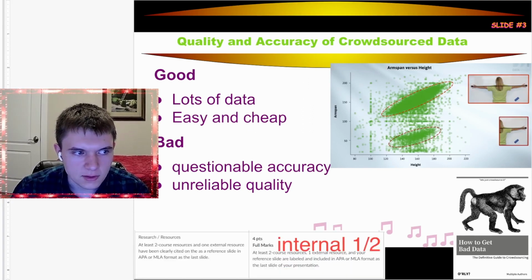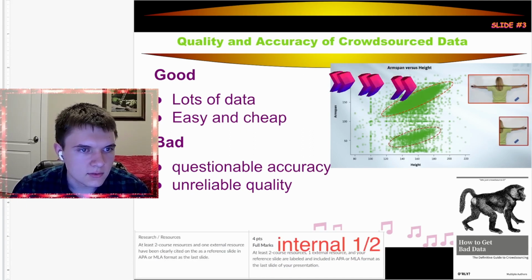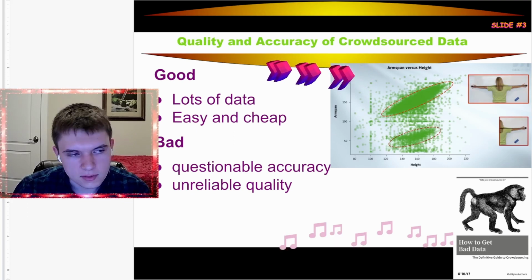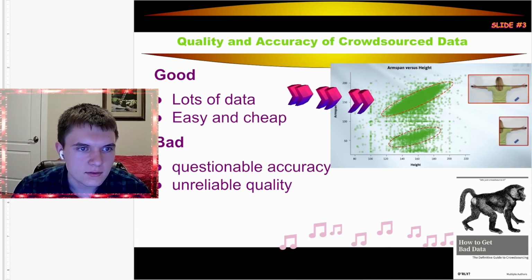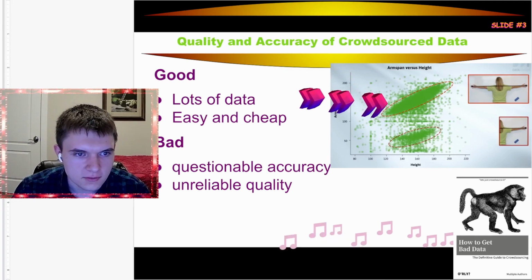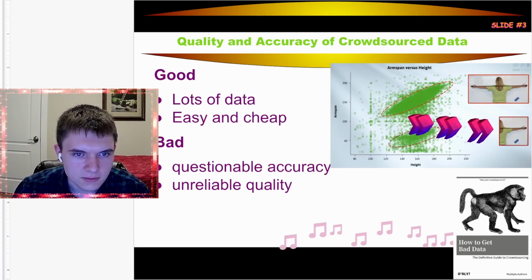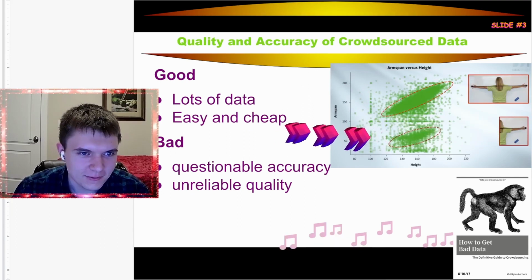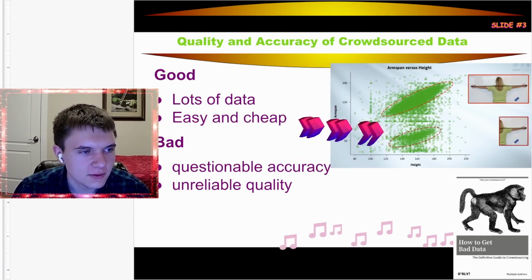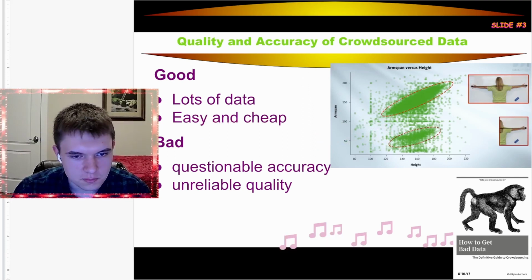Okay, so in terms of quality and accuracy of crowdsourced data, crowdsourcing has a few benefits, like you get lots of data, it's easy and cheap, but it also comes with some pretty big costs. So we went over this in week 2. You can see here we got arm span versus height. This is some crowdsourced data from some kind of younger kids, I guess. And you can see two groups here. They explained in the video that this group was the group that followed the instructions, and this one is the group that didn't really follow the instructions. So obviously the data is pretty bad. You can see a bunch of other patterns in here too. So yeah, you don't necessarily get very good data. It's maybe not super accurate and usually pretty unreliable in terms of quality.